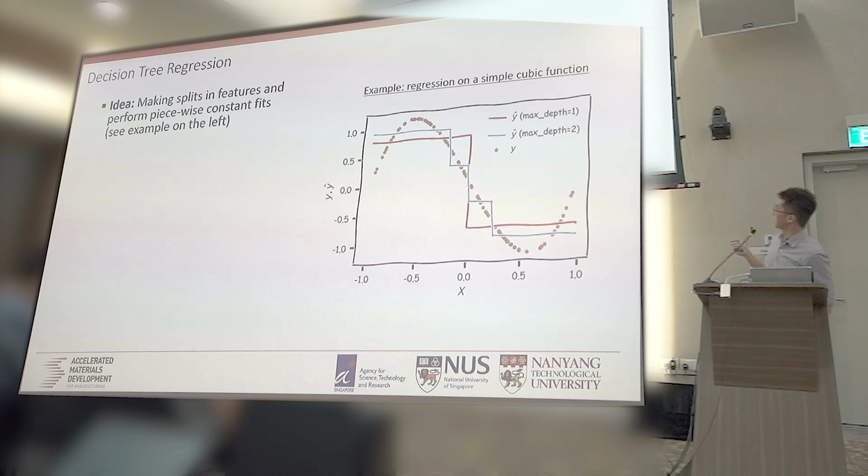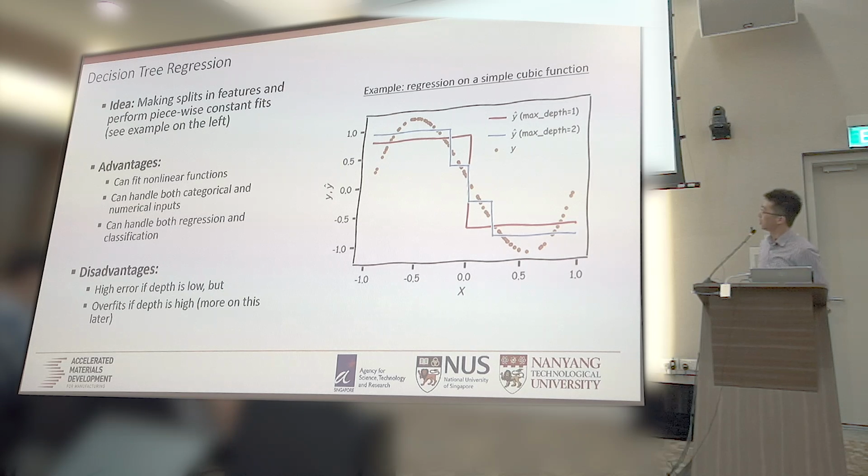You can see there are some advantages: if you tune the number of decisions properly, you'll be able to map out this function to a satisfactory degree, whereas you could not do that using a linear model. Besides being able to fit nonlinear functions, they can handle both categorical and numerical inputs, and can also handle classification problems. If you don't know what those mean, read up a little more on decision tree regression. I'll provide the references later on.